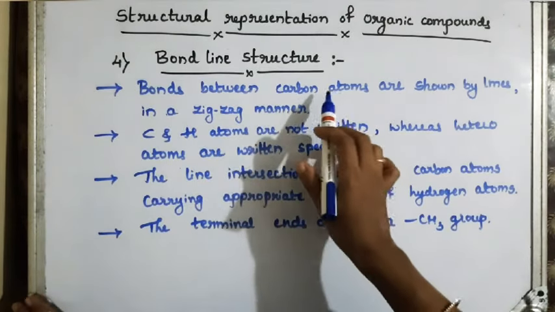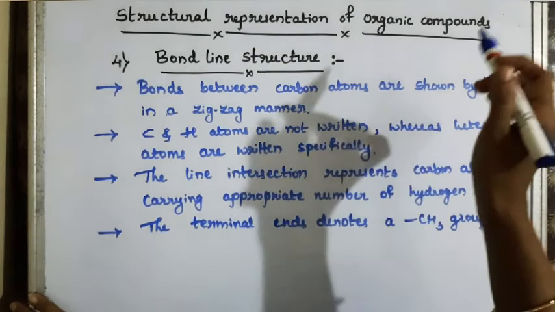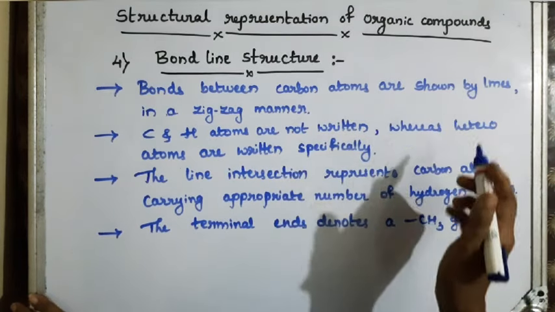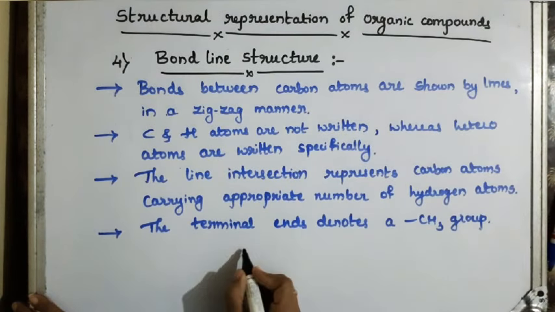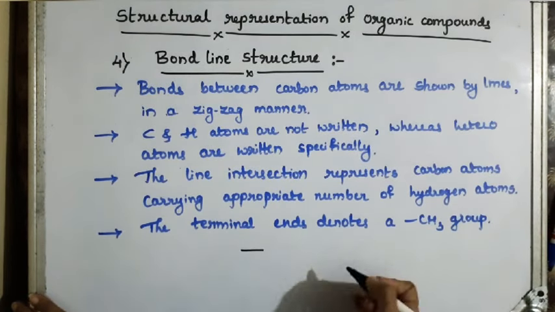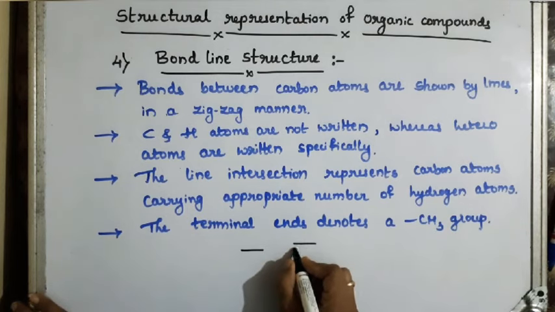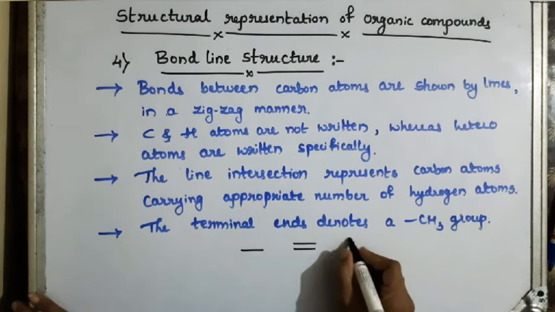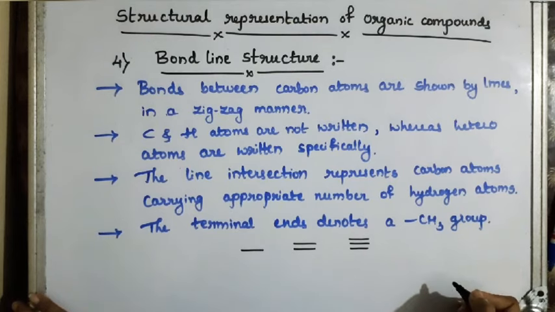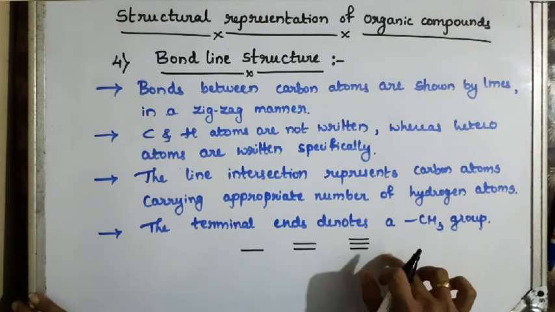Bonds between carbon atoms are shown by using lines. If there is a single bond, you have to show a single line between carbon and carbon. If there is a double bond, we have to show two parallel lines. If there is a triple bond, we have to show three parallel lines. Okay, so the bonds are shown by using lines.